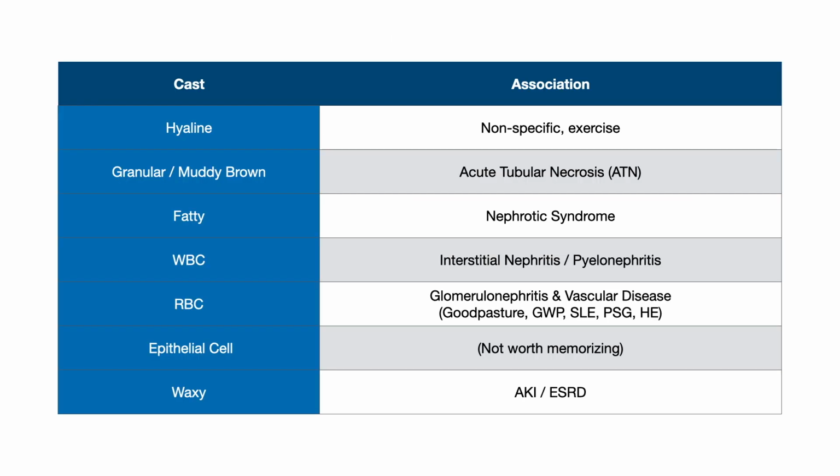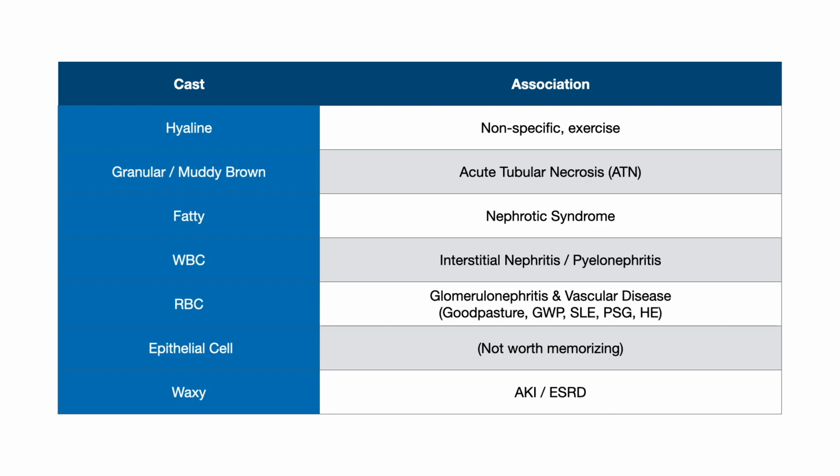Let's wrap up with a really, really simple high yield table. You're like, dude, I don't care about anything you said for the last 10 minutes. Tell me the short and sweet of what I should memorize. And here's my answer. So hyaline cast equals nonspecific in healthy individuals, exercise states. Granular, muddy brown, just remember that for muddy brown, acute tubular necrosis. Muddy brown is a subtype of granular. Granular is not worth memorizing.